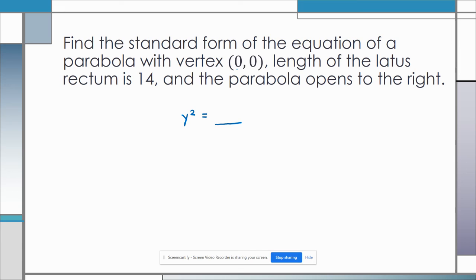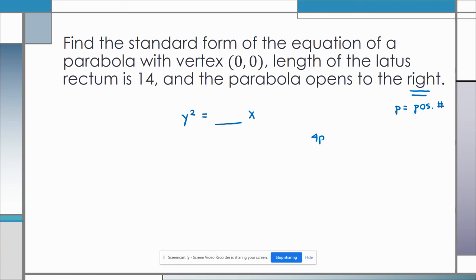Because the vertex is 0, 0, there's no number in front or with it, that means there won't be a number with the x. So really now all I have to do is worry about finding that number that's connected to x. So that's where this length of the latus rectum is going to come in. I know that because my parabola is opening to the right, my p-value is going to be a positive number. All right, remember the length of the latus rectum is the absolute value of 4p. And so the absolute value of 14 would be 14.